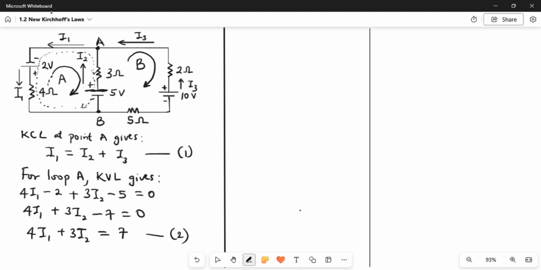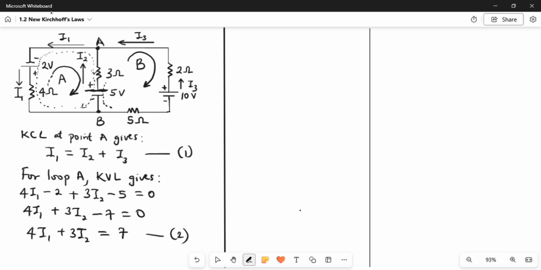Okay, so we are done with loop A. Let's go to loop B. Now take note that we have used the 3 ohm resistor and 5-volt battery to calculate for loop A. Does not imply we are going to exclude it for loop B. This is the center branch, so it affects both loops A and B. So starting from this battery, we are moving clockwisely. I'm coming out of the positive terminal, so my potential there will be positive.